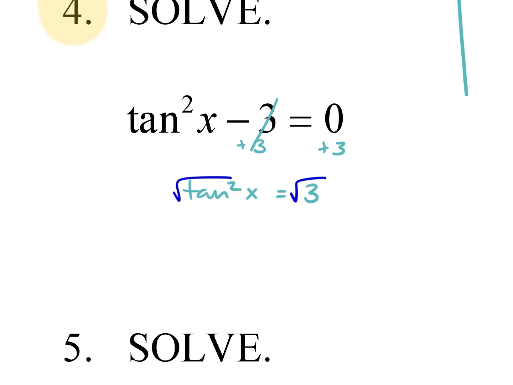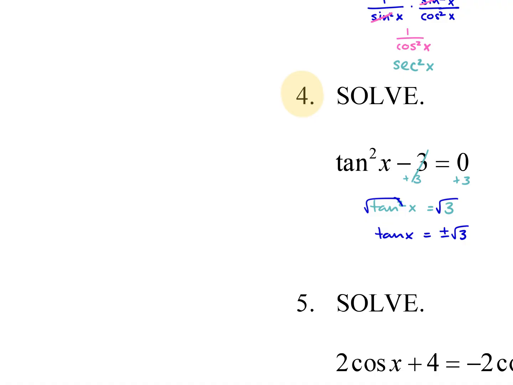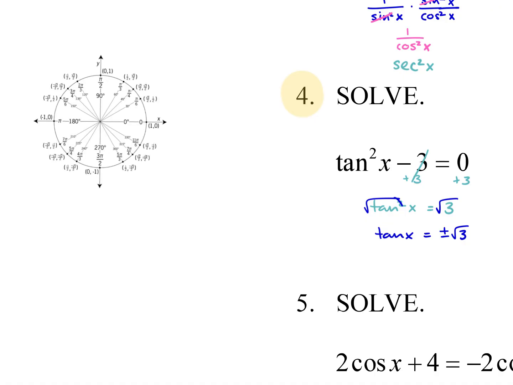Square root both sides. So tangent equals what? Plus or minus square root 3. Don't forget the plus or minus, because if you miss out on that plus or minus, you're missing out on half the answers. So plus or minus square root 3. Let's put our unit circle here, so now we can find the tangent. So tangent, we look at what on the unit circle? Y over x. So I want to see, where is y over x square root 3? Positive or negative? Square root 3.